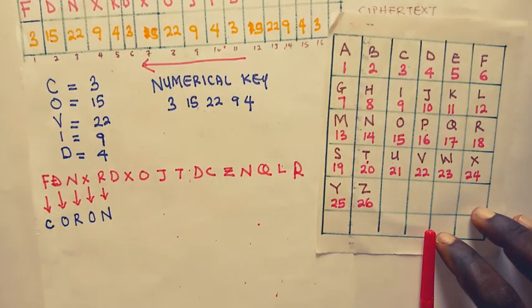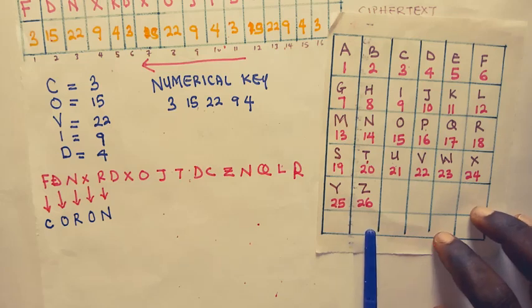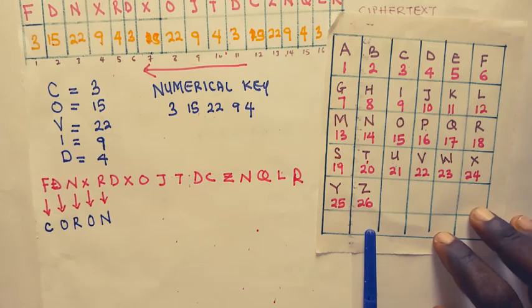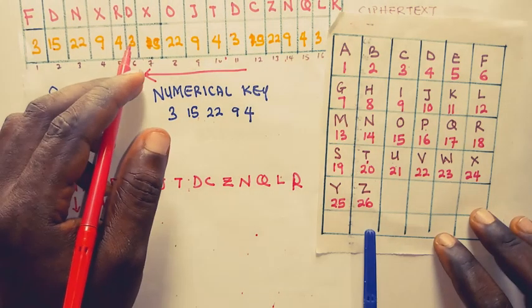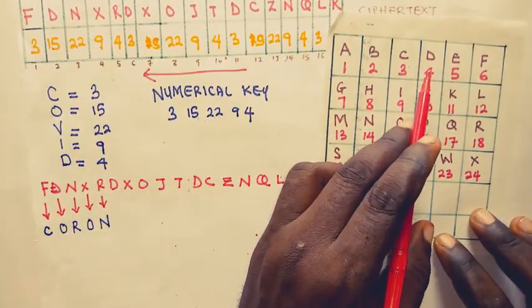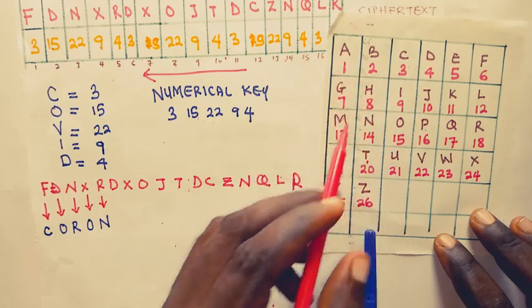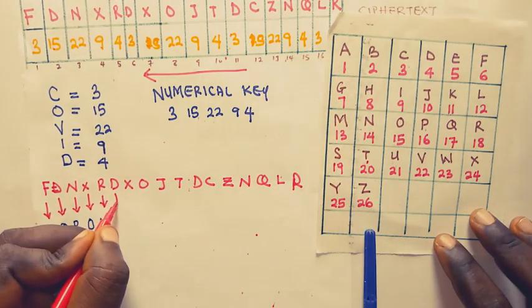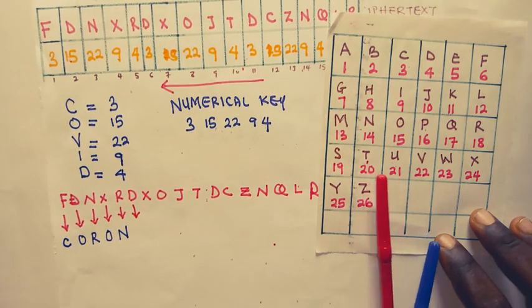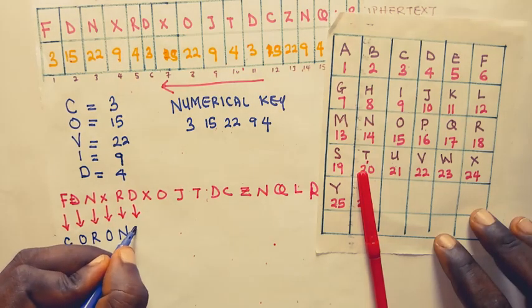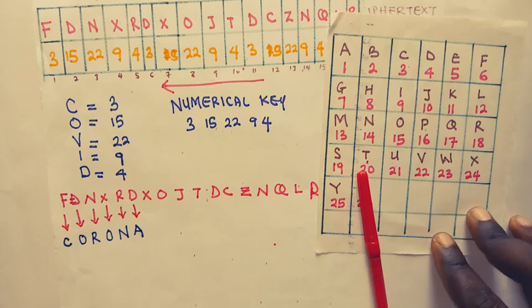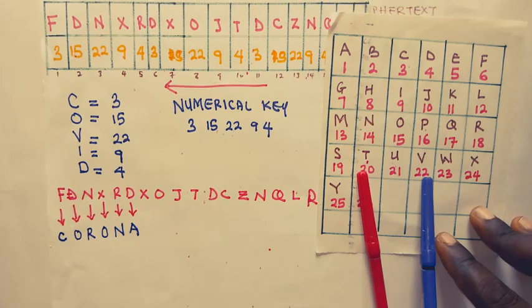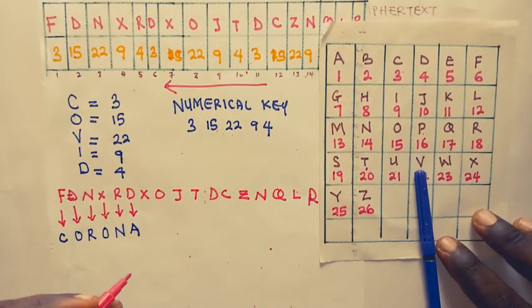Wow, it's coming out nicely. And then letter D, I have to shift D backwards 3 times. If I start with D, 1, 2, 3. Oh wow, and letter D becomes A. Wow, so I have the word corona. It's interesting. So let's go forward.